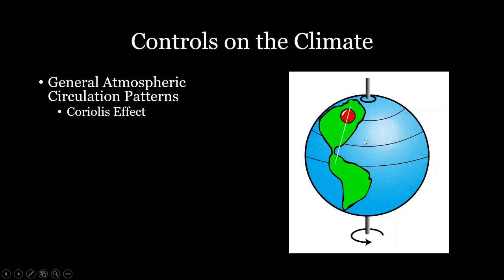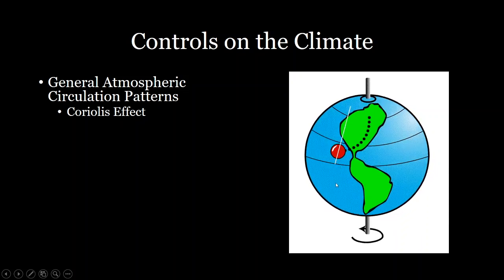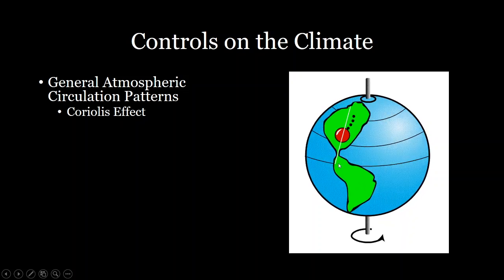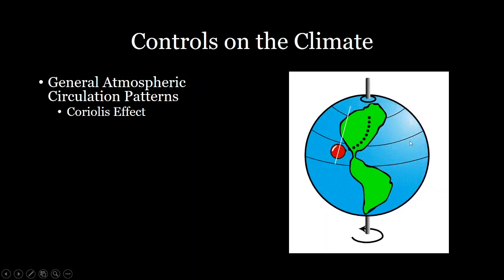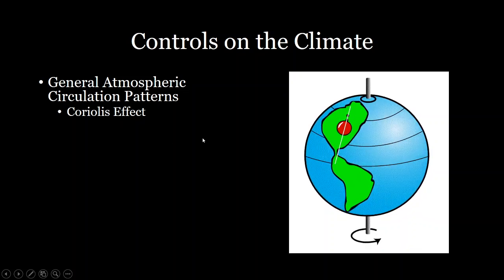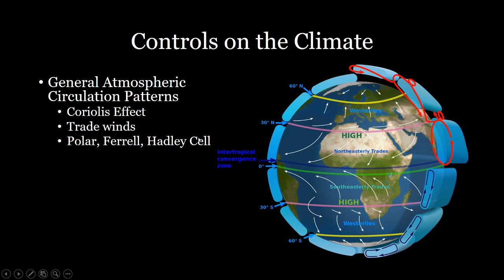The inverse is also true. If you move away from the equator towards the poles, then your motion is going to be skewed over towards the east, and you're going to be taking a curved path this way. And that has a big effect on atmospheric circulation.